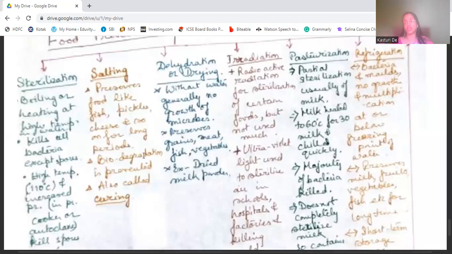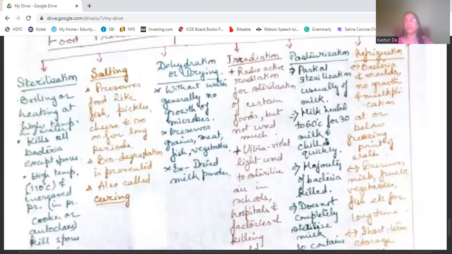Then irradiation. Irradiation means radioactive radiation or ultraviolet radiations are used to preserve the food. For sterilizing certain foods, it is used. Radioactive radiation is used for sterilizing certain foods, but this method is not much used.